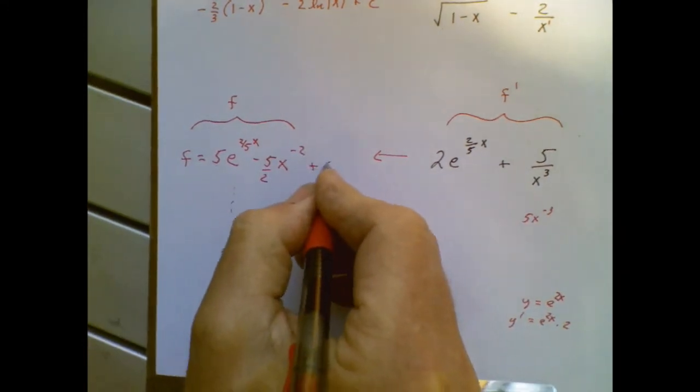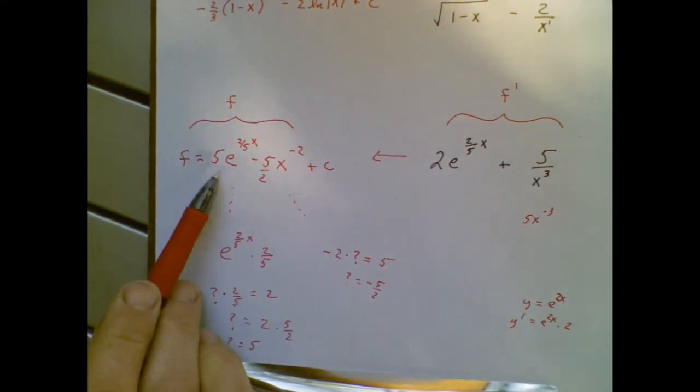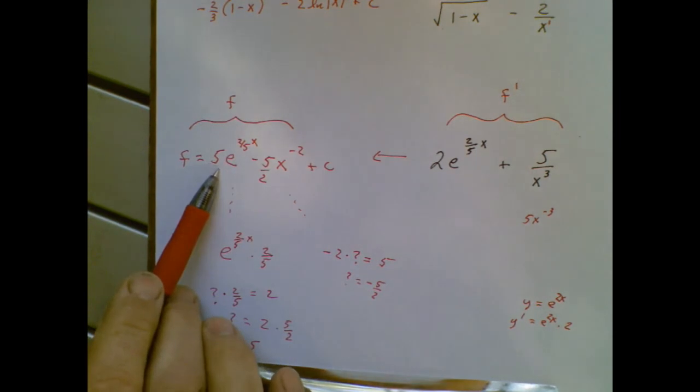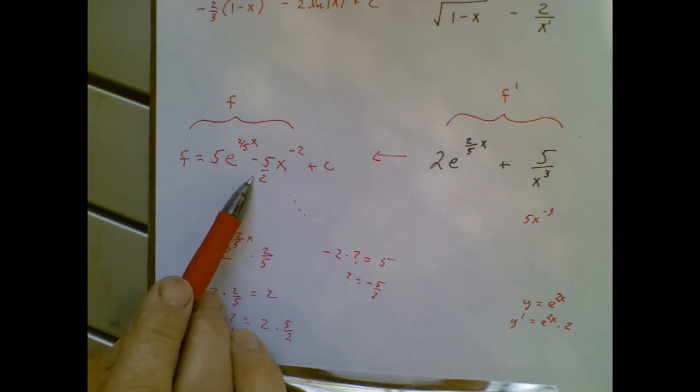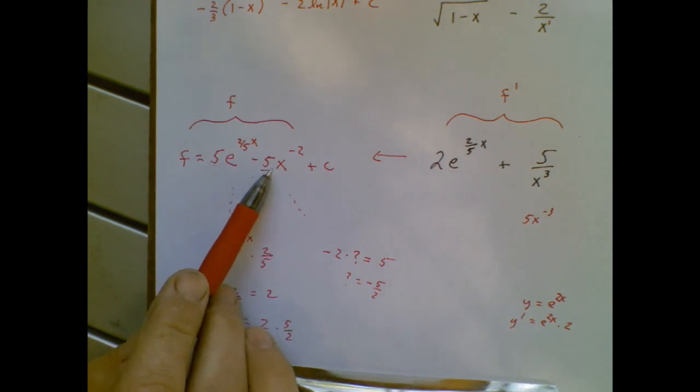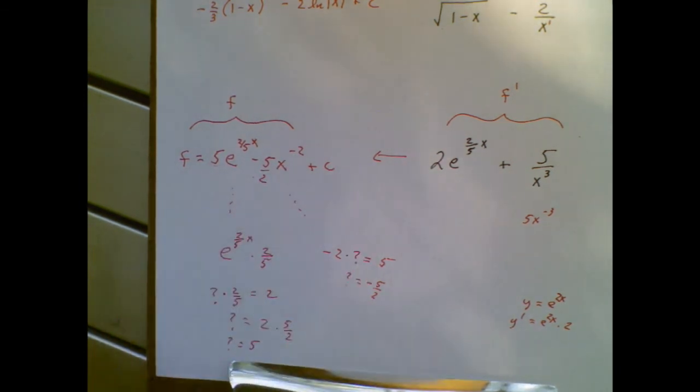I would have the plus c. And now if I took this derivative, we've already verified this one. This one would be negative 2 times that is positive 5, x to the negative 3. Math checks out.